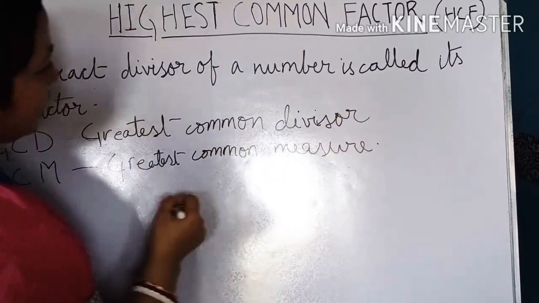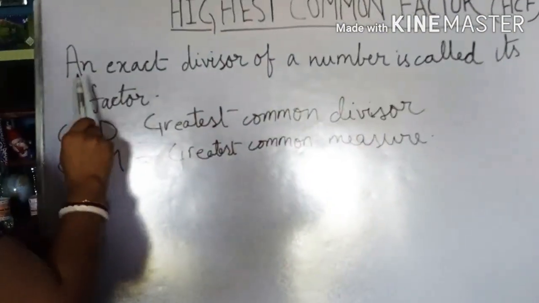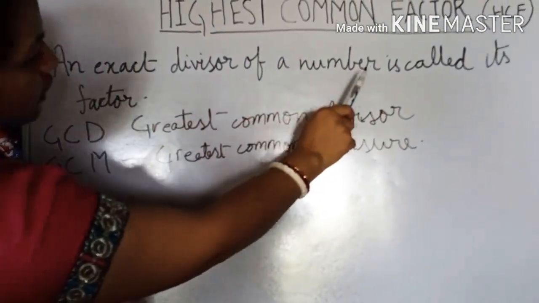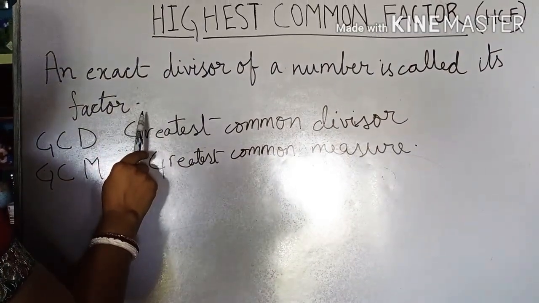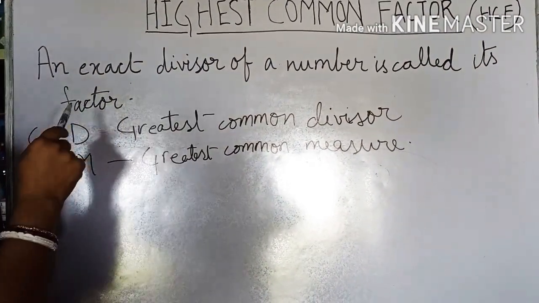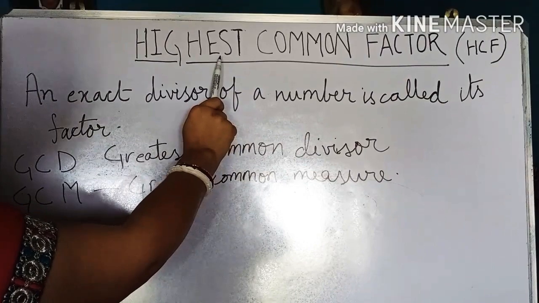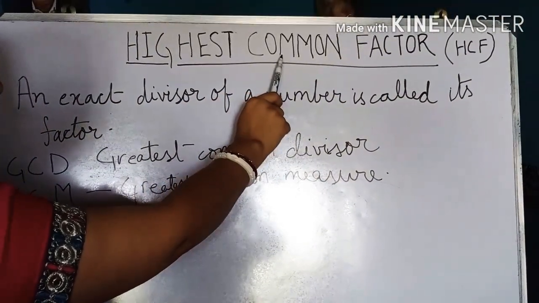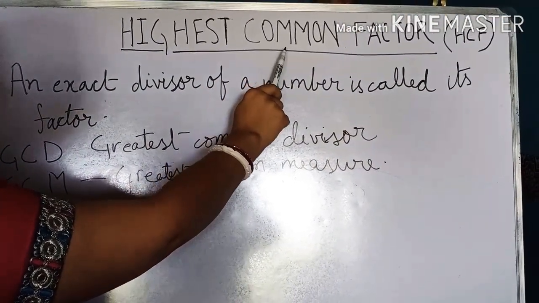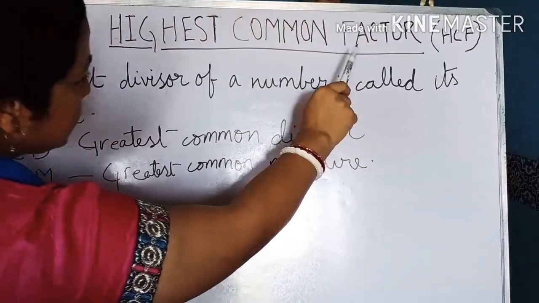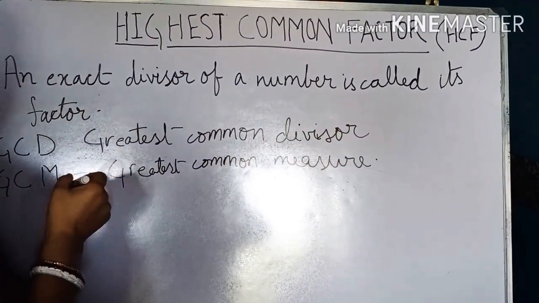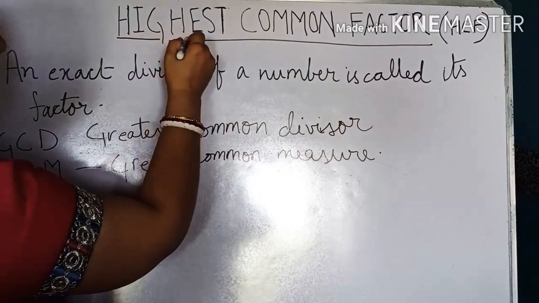Now I hope from the last classes you remember what is factor. An exact divisor of a number is called its factor. HCF is having three words. Highest means the biggest. Common, we take out common between two or more than two numbers, and factor means that number should be a factor.